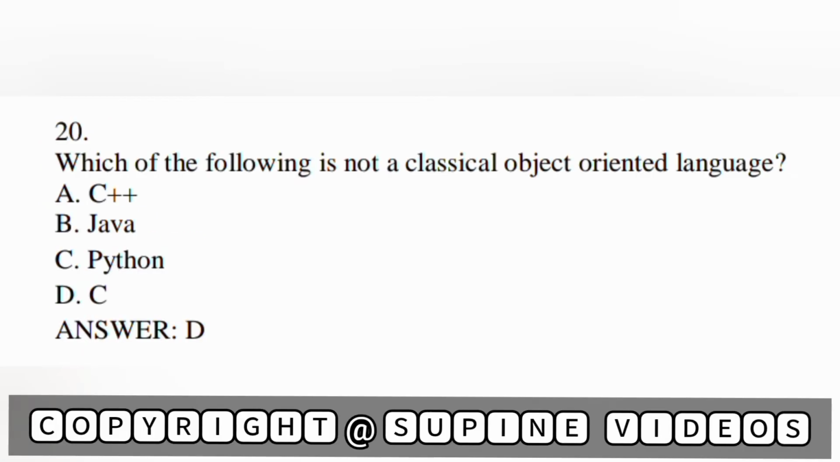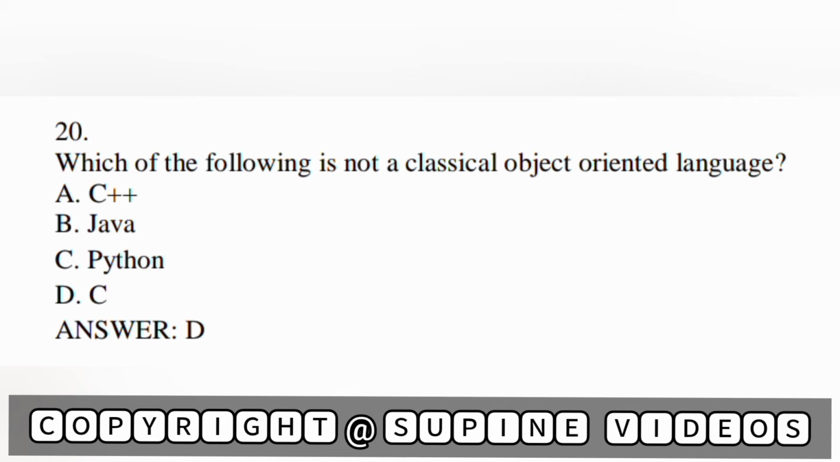Private. Question number 20. Which of the following is not a classical object-oriented language? Your options are A. C++, B. Java, C. Python, D. C. The answer is option D.